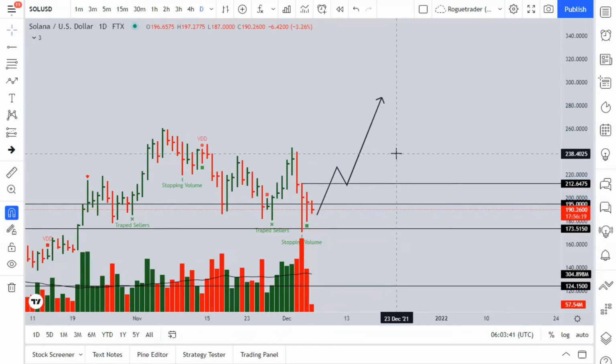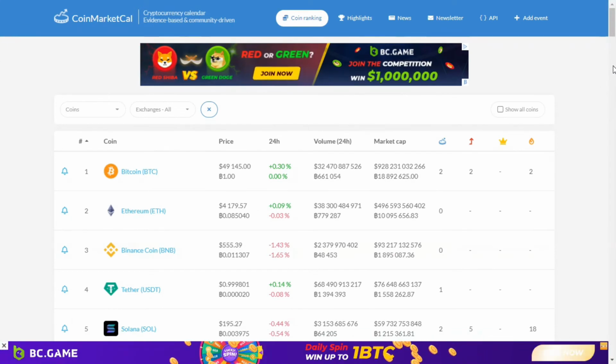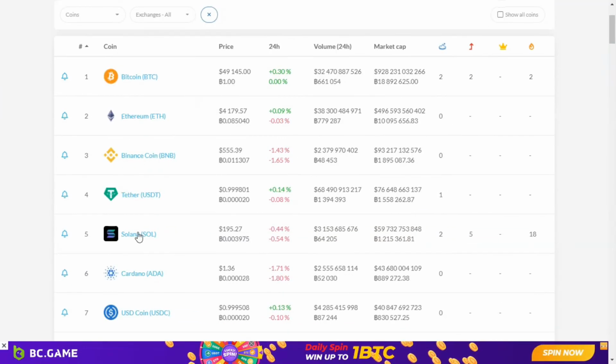Right now I'm going to show you one more thing. We are on the CoinMarketCap website, and you can see that in the top coins, Solana is placed on the 5th place. It's only $195 per coin. But when I bought Solana, it was around 2,000 rupees. Now Solana is around 14,000 or 15,000 rupees. I'm really happy about it. This has a huge future comparatively.